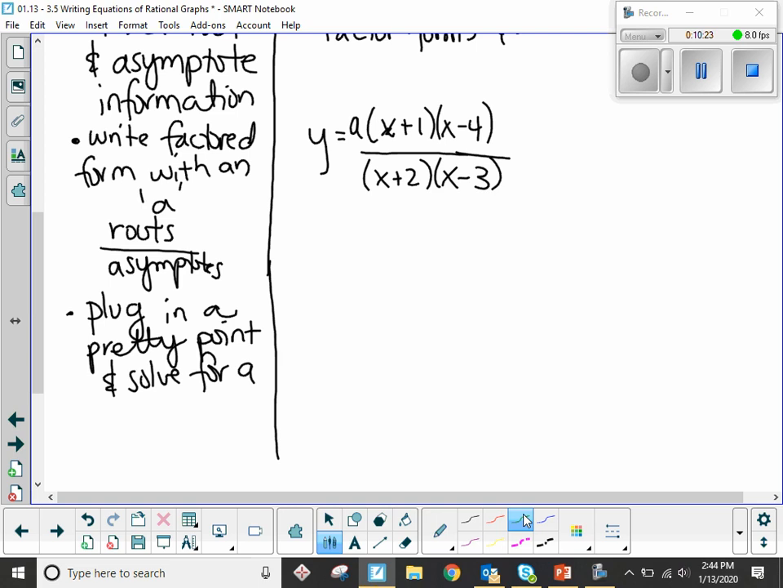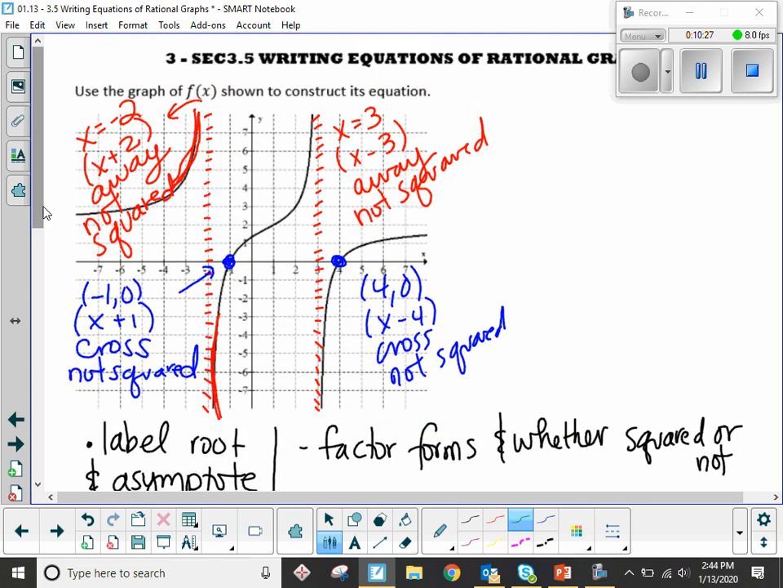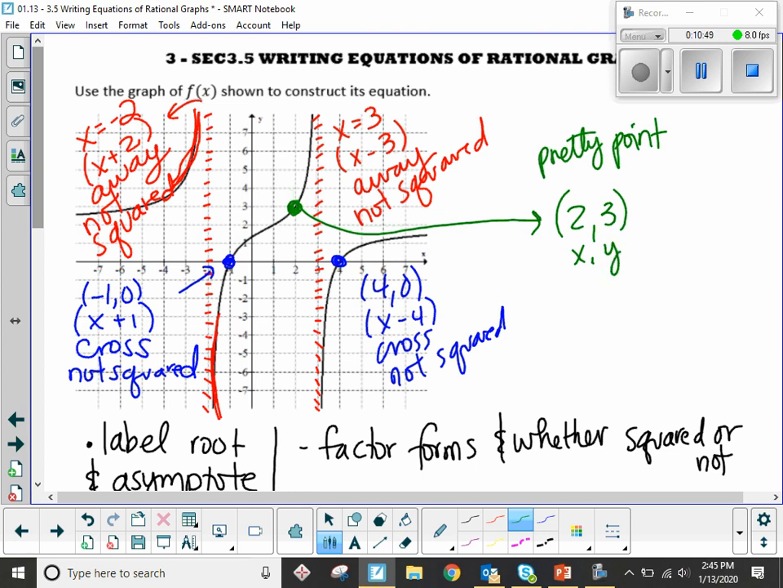So sliding back up to the graph, let's use this point right here at 2, 3. Okay, this is my pretty point. Remember, this is an XY ordered pair. How that's helpful for us is, now everywhere in our general form we see an X, what are we going to put in for it? 2. And everywhere we see a Y, we're going to put in the 3. And then that will have numbers everywhere, and all we'll have left to do is solve for the A value. So here's how that goes.